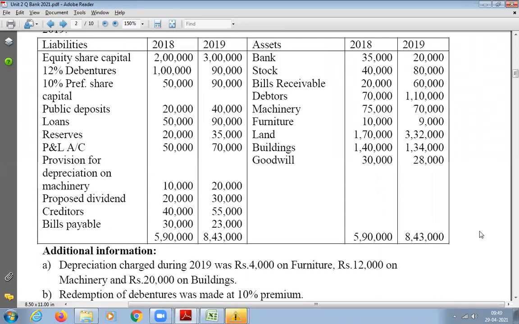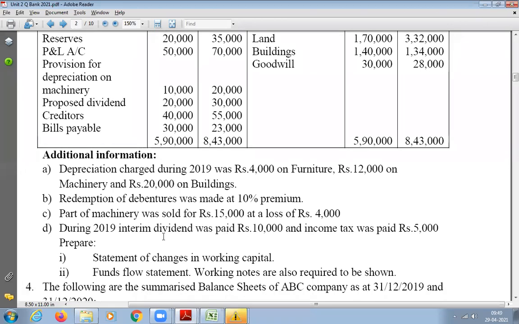Okay. And then what else is given? Not only the final dividend, there is one more, the interim dividend. The both are different. So interim dividend paid is 10,000 and income tax paid is 5,000. So write all these three things: final dividend paid 20,000, interim dividend 10,000, income tax 5,000.